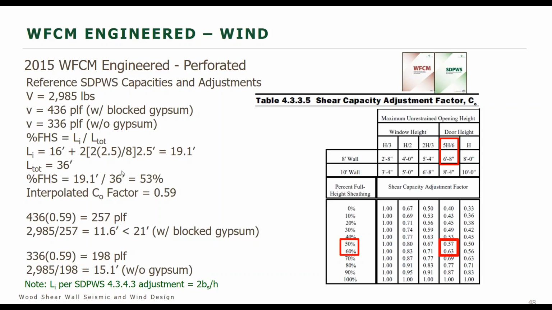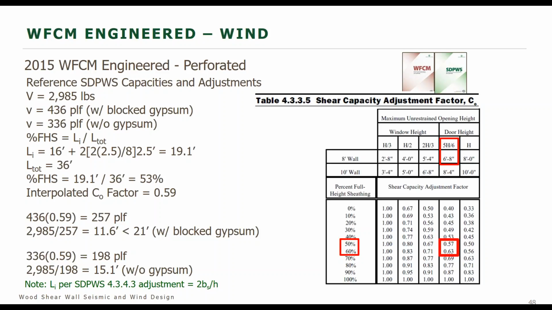So we go into Table 4.3.3.5, which is the table presented here. This is from SDPWS. The same table is in the WFCM as Table 3.17E in the prescriptive section. So what this does is it allows us to calculate our shear capacity adjustment factor, or C sub o factor. So using the table for a full height sheathing percentage of 53%, we get an interpolated C sub o of 0.59. We multiply that 0.59 by the capacity of the wall.